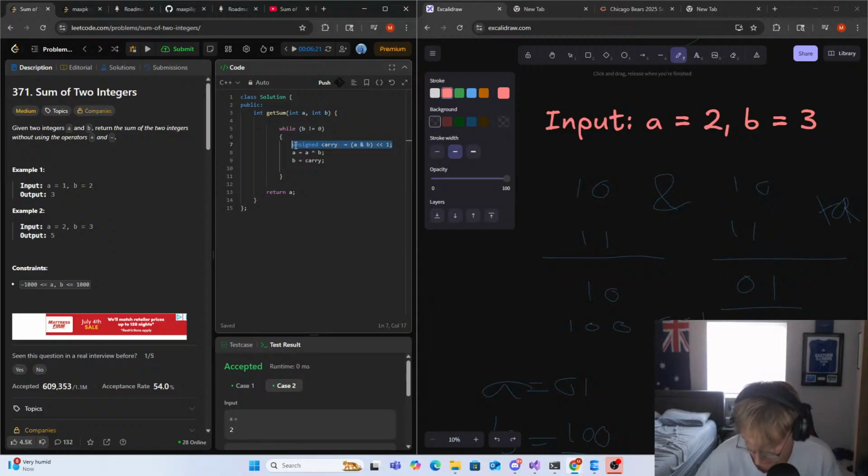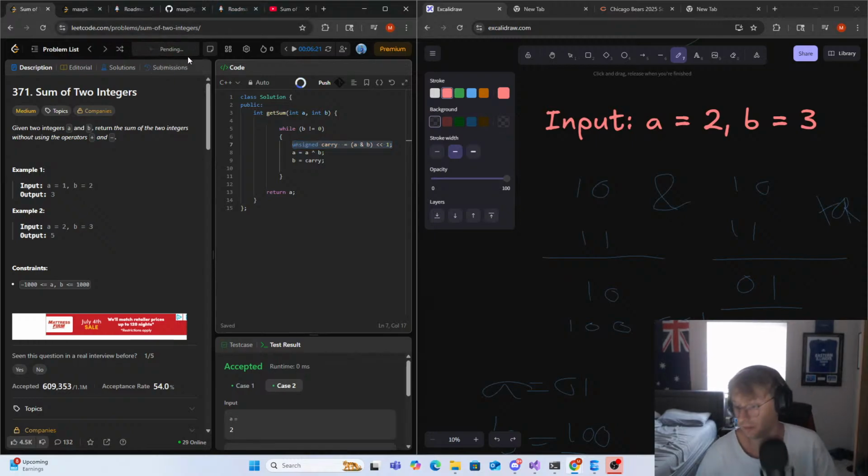While B, so this is making sense. I think it's a little tough looking at it the first time. I mean, it does click. I'm kind of understanding it, and it is really interesting to learn about. Carry is A and B left shift by 1. Then A is equal to A XOR B. B is equal to carry. Alright. We return A. Okay, so that makes sense.